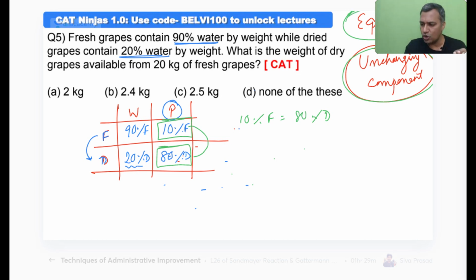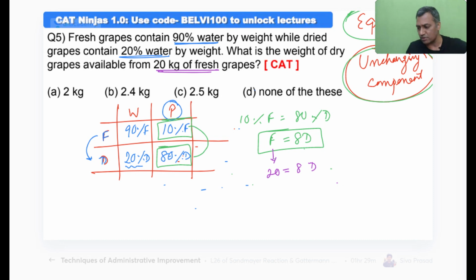What you have to do is equate the unchanging part, which is the pulp here. 10% of F is equal to 80% of D, which is nothing but F is equal to 8 times D. This is what the author was trying to tell us. Fair enough. Then how much F was there? 20 kg of fresh grapes. Substitute 20 here: 20 is equal to 8 times D. Therefore, D is equal to 20 divided by 8, which is nothing but 2.5 kgs. In the sense, you start with 20 kgs, you end up with 2.5 kgs.